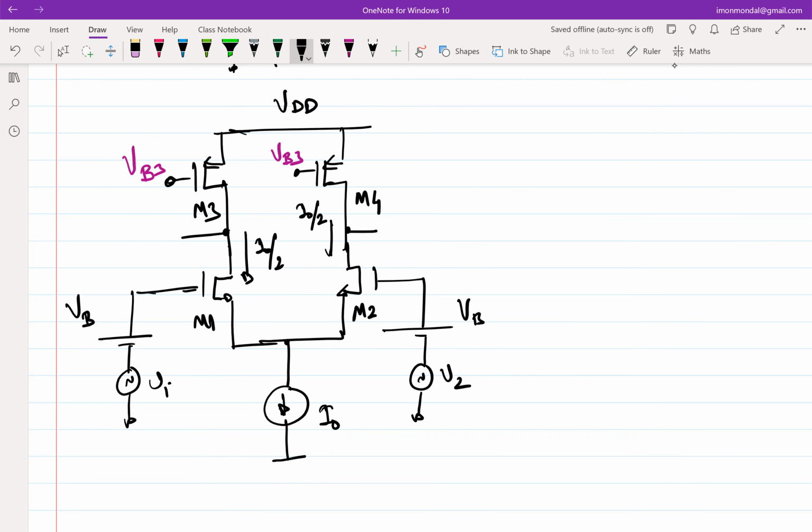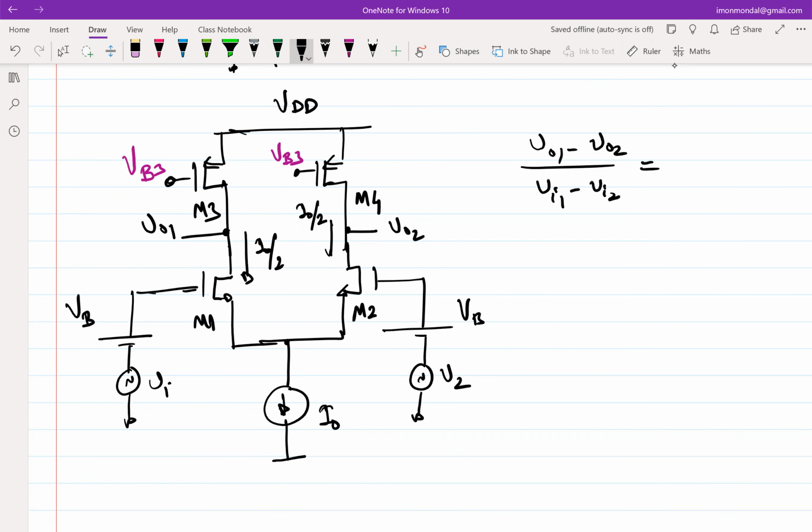Assuming M3 and M4 are biased in saturation, what will be the gain that I will get between, let's say, V01 minus V02 by Vi1 minus Vi2? What will be the gain? It will be GM times something. So what is the GM first? GM of what?